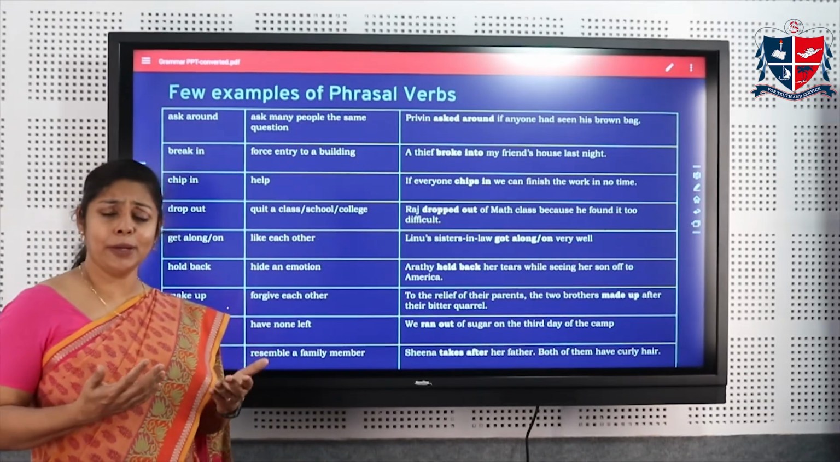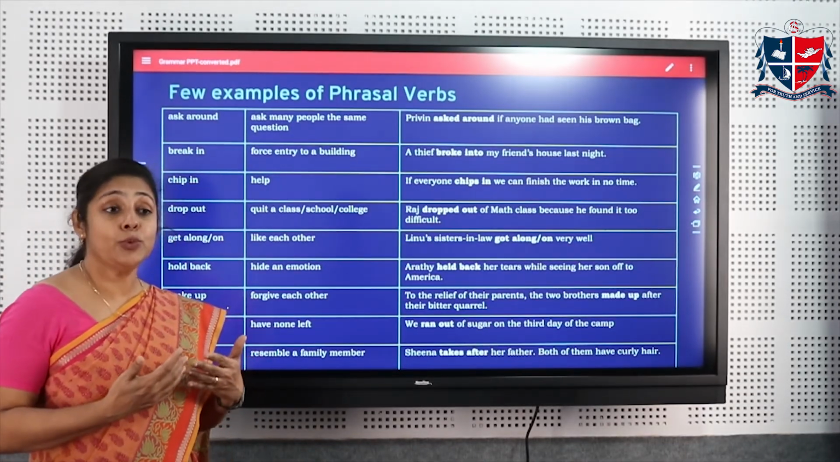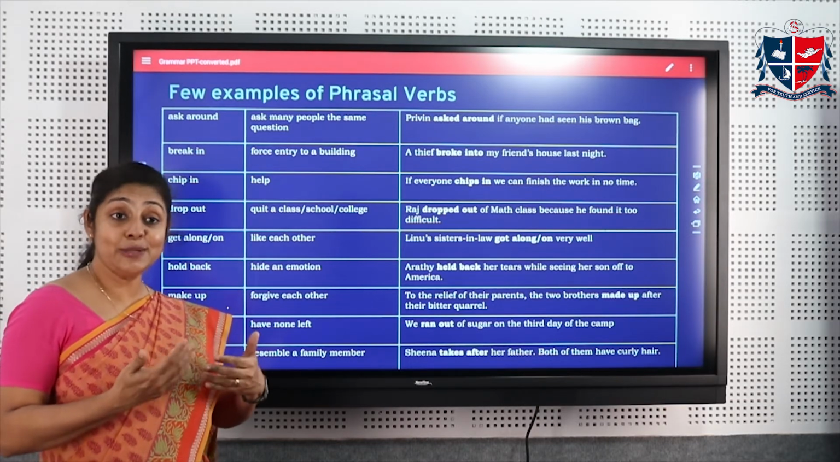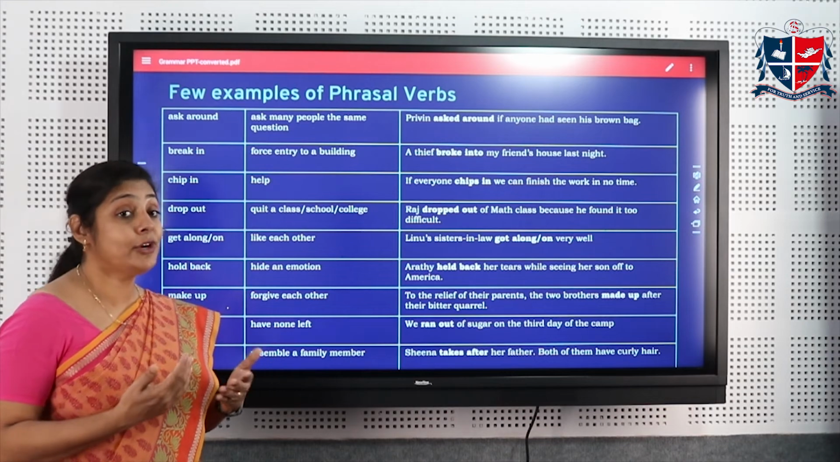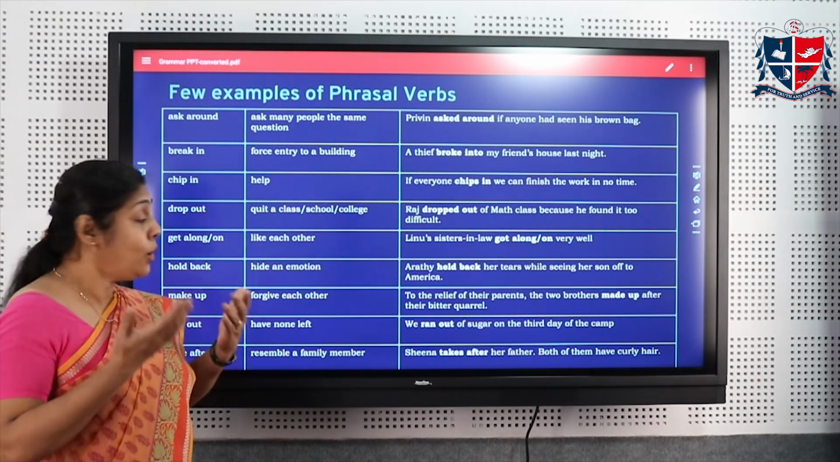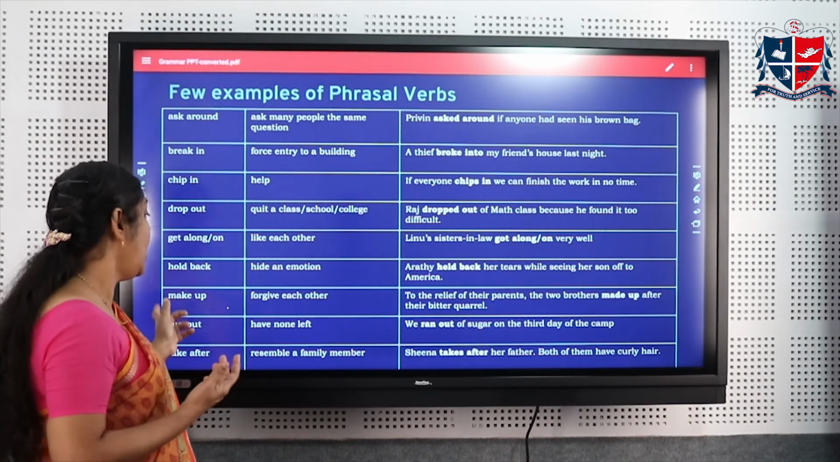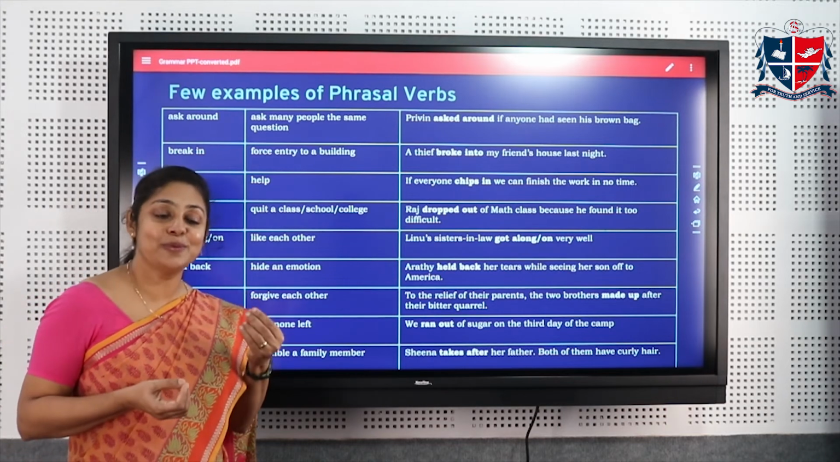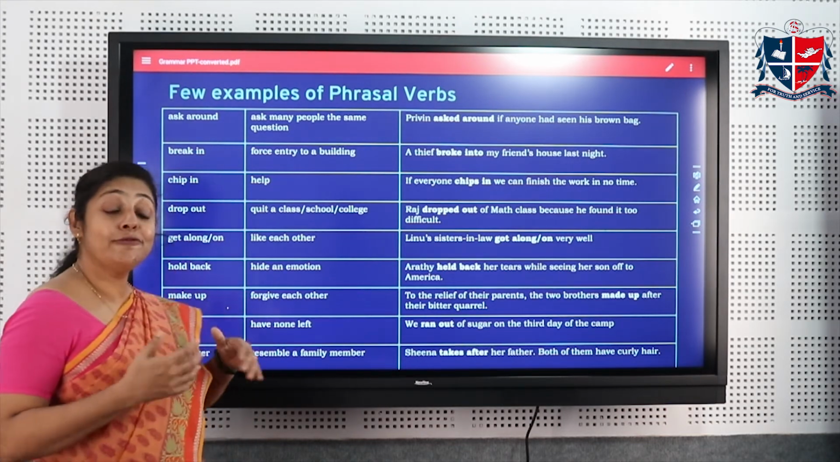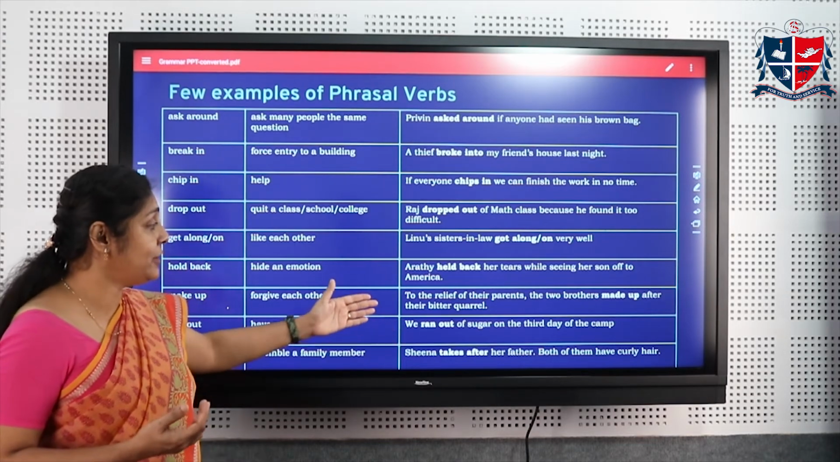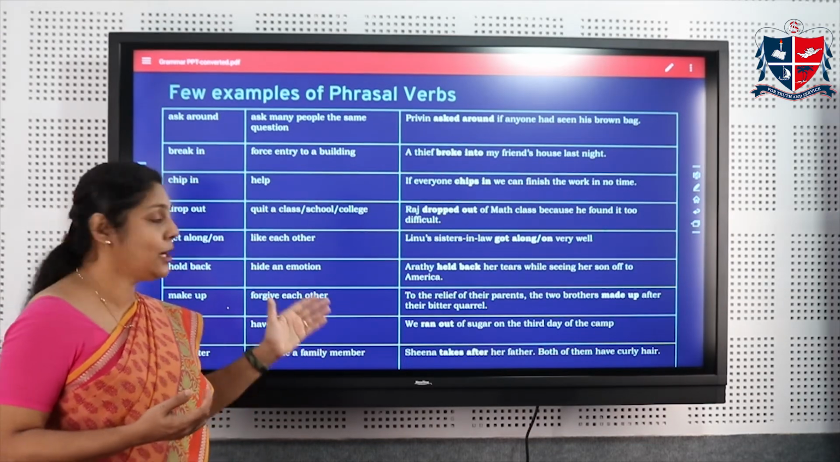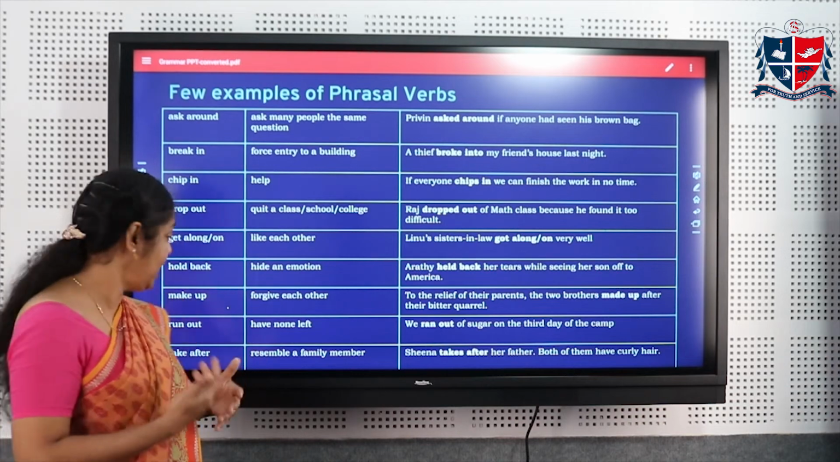Hold back. Hold back means hiding an emotion. You can say she held back her tears when she came to know that she had failed her math examination. Holding back is hiding an emotion. Make up is not something that you put on your face. It is forgiving each other. Like the example that I have given here, to the relief of their parents, the two brothers made up after their bitter quarrel, forgiving each other.